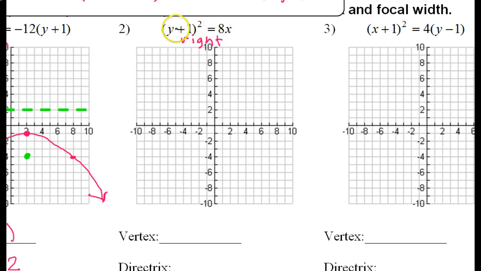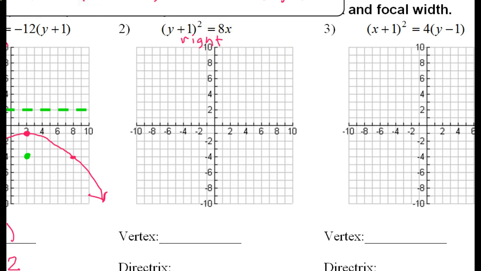Okay, I'm noticing that y is squared. Y squared, that's unusual. The first one we learned about was y equals x squared. So x squared is normal, up and down. Y squared is sideways. So I knew it was either going to be left or right. Because it's positive, it's to the right.